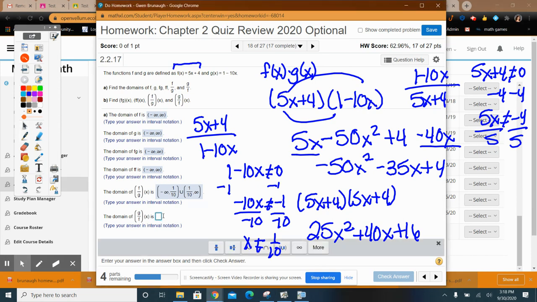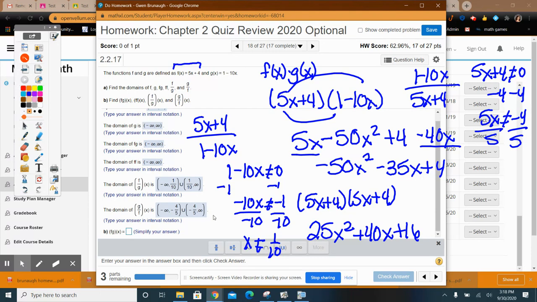So what can it be? Well, it can be negative infinity, we'll go all the way to -4/5, skip over the -4/5 rather, and go on the rest of the time to infinity.